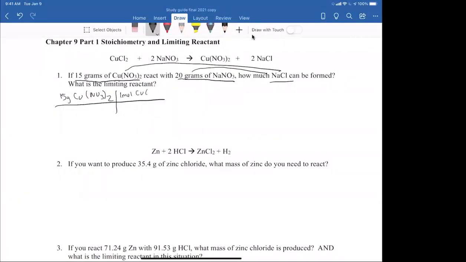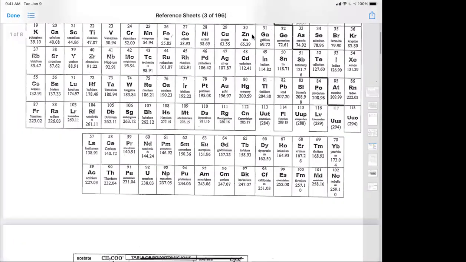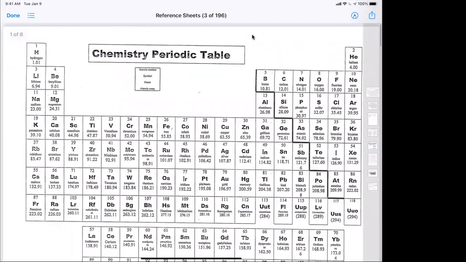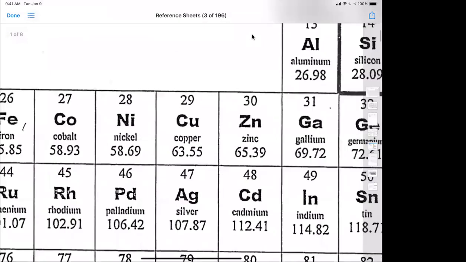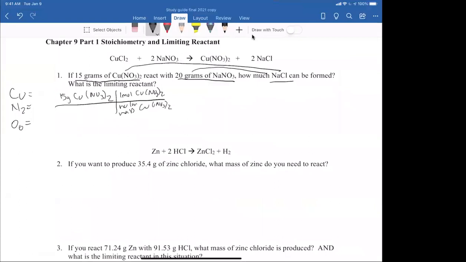So 1 mole of CuNO3 2 over the molar mass of CuNO3 2. Meaning I need to know what Cu is equal to. I need to know what 2 N's are equal to because it's 2 N's. And then I need to know what 6 O's are equal to. Meaning I need the mass of each one. So that's when I use my page 1 and I find Cu, right? Cu is 63.55. That's the mass of Cu.